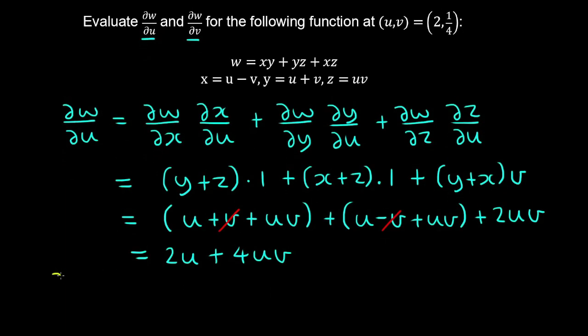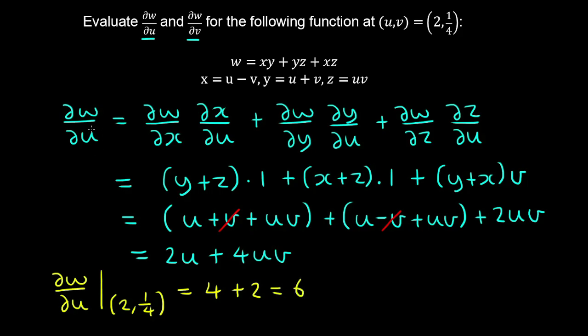And evaluating the partial derivative at u equals 2 and v equals a quarter, we get 2 by 2, which is 4, plus 4 by 2, which is 8, on 4 is 2. So that gives 6.